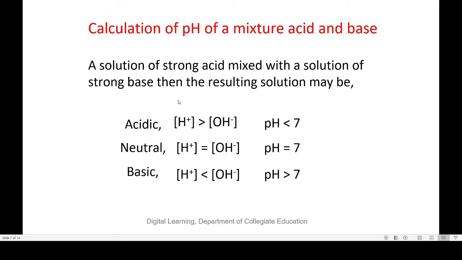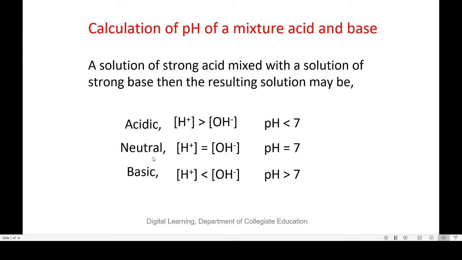When we add base to an acid, the pH of the resulting solution will change. Suppose a solution of strong acid is mixed with a solution of strong base, then the resulting solution may be acidic or neutral or basic. Suppose the hydrogen ion concentration of the resulting solution is greater than the hydroxyl ion concentration, then the pH will be less than 7. So the lesser the value of pH, the more acidic it is.